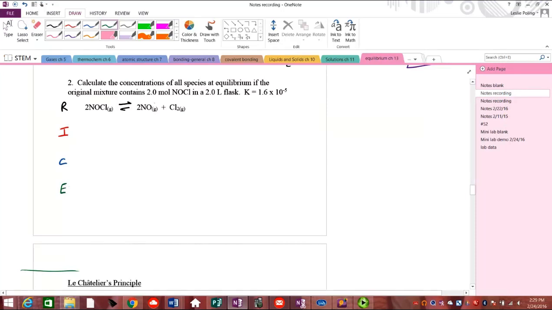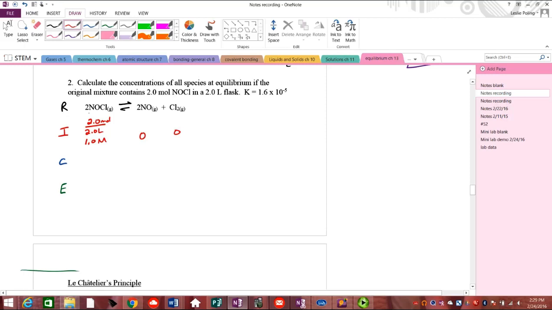So the original mixture contains 2 moles of NaCl2 in a 2-liter flask. So our original concentration is 2 moles per 2 liters, which means our original concentration is 1 molar. We have 0 of either of our products.